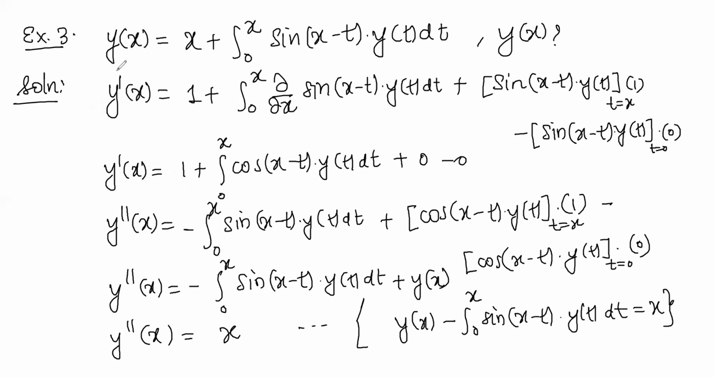So let us go. If I say y of 0, then y of 0 is clear, it's 0 plus integral 0 to 0, and this entire quantity will be 0. If I put y of 0 here, I get 0 plus integral 0 to 0. No matter what this quantity is, it is going to be 0. So I got one condition, y of 0 equals 0.